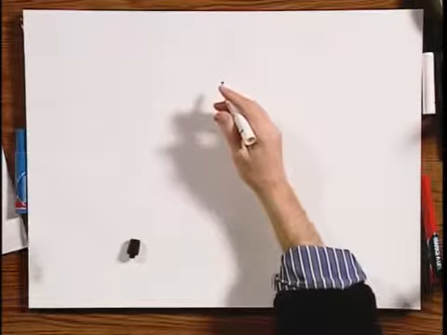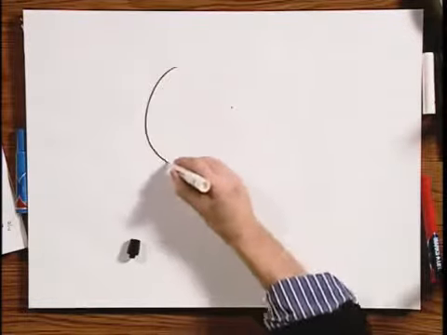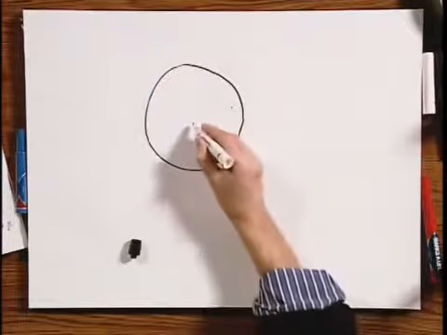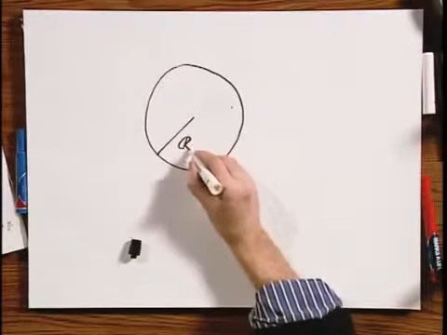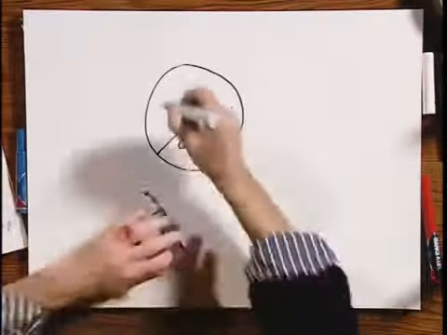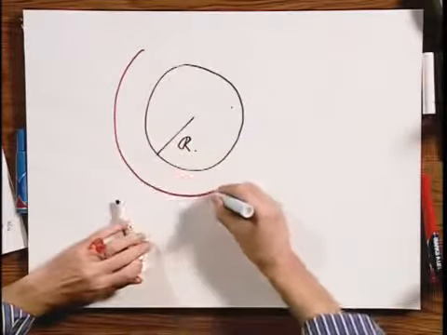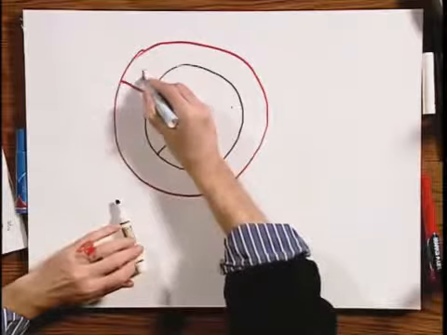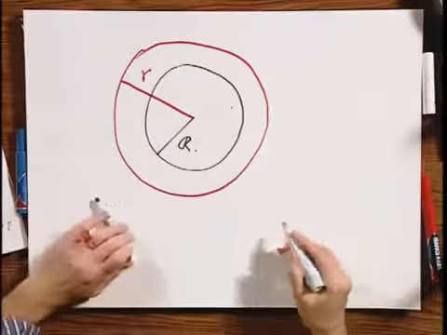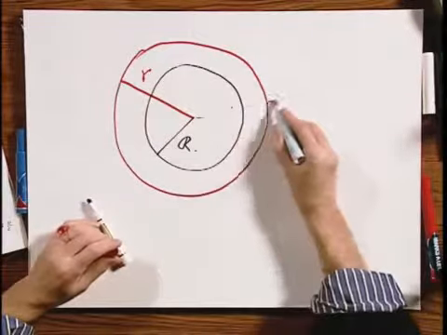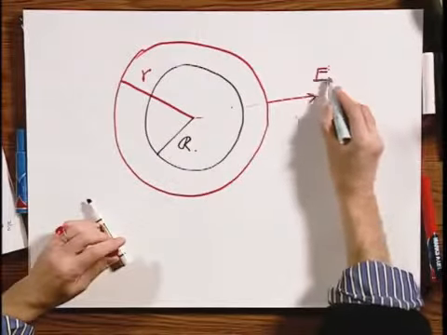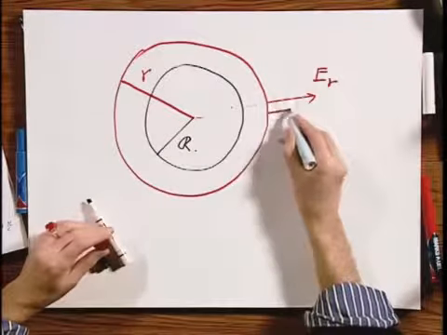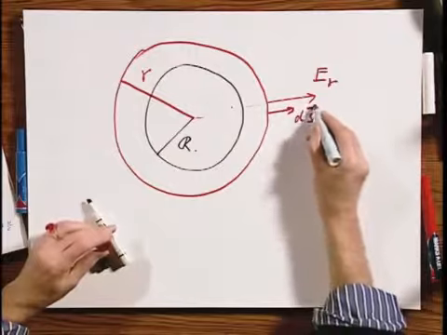I think we should make a new drawing for that. Radius R. And now I have a Gaussian surface which has radius little r, and the E field will be pointing out radially everywhere, and the ds's will be pointing out radially everywhere.